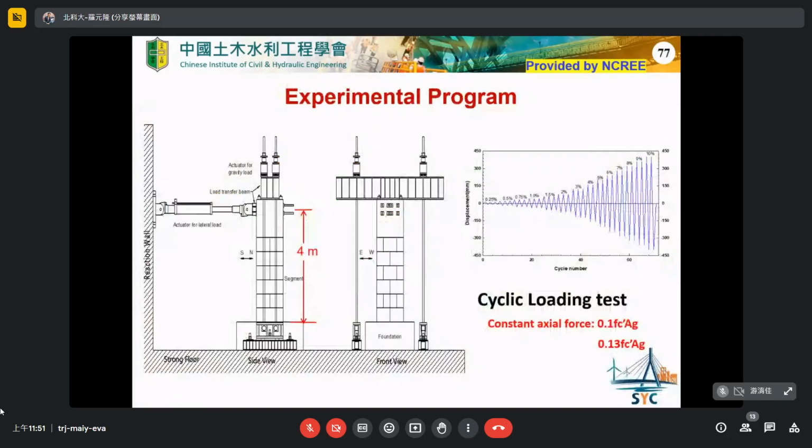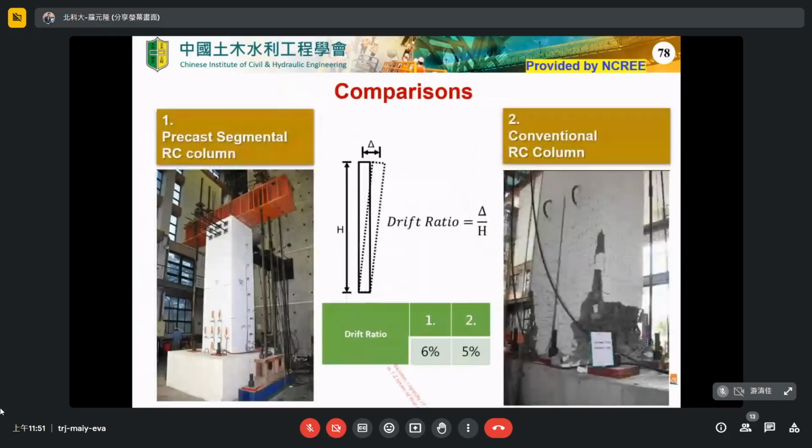step by step, and then we did the cyclic loading test, and eventually we can see the right-hand side is the conventional cast-in-place reinforced concrete bridge pier. And this is the new type we propose. As you can see, for the conventional RC columns, the maximum bending moment will occur at the bottom of the bridge pier. So it means that this part will absorb the majority of seismic energy. So when the damage happened, the damage situation is very serious.